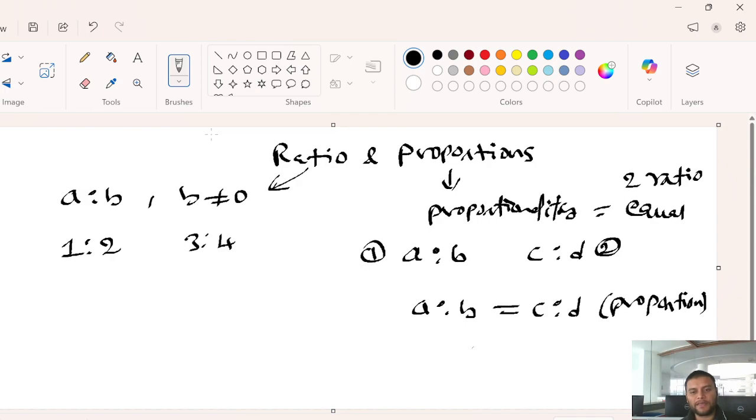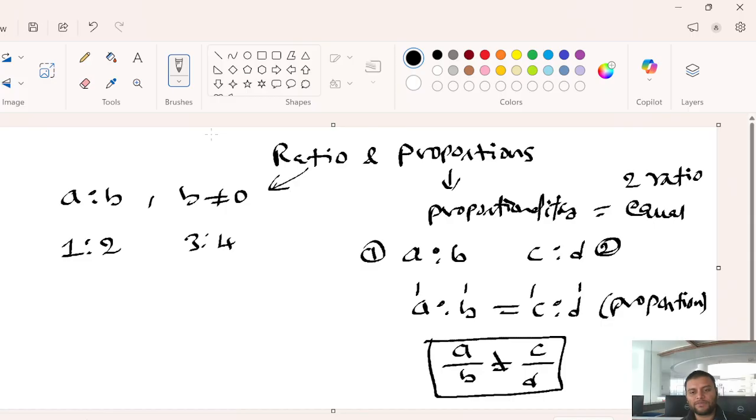So we can say A by B is equal to C by D, where A is called the first proportion, B is called the second proportion, C is called the third proportion, and D is called the fourth proportion. If we do the cross multiplication, we can write it as AD is equal to BC, where B and C are the mean terms or middle terms, and A and D are the extreme terms.